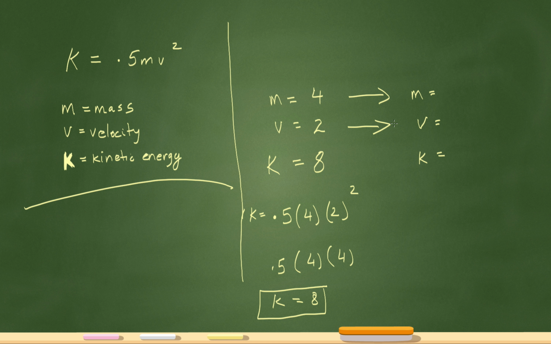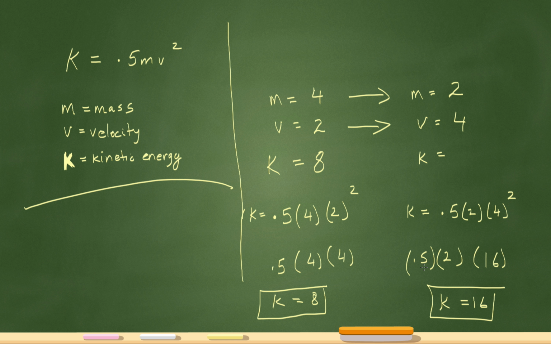Now let's do what the problem is telling me. It's saying let's cut the mass in half. Second object with half of the mass, so now my new mass will be 2. And it's saying the velocity is twice, so the velocity will be 4. And now let's calculate a new kinetic energy. So this will be K equals 0.5 times 2 times 4 squared. So 4 squared will be 16, so it'll be 16 times 2 times 0.5. So 16 times 2 is 32, and half of 32 is 16. So K will equal 16. Another way to look at that was 0.5 times 2 is 1, 1 times 16 is 16. So now my kinetic energy here is 16.